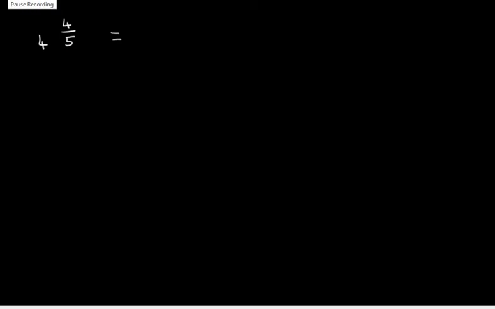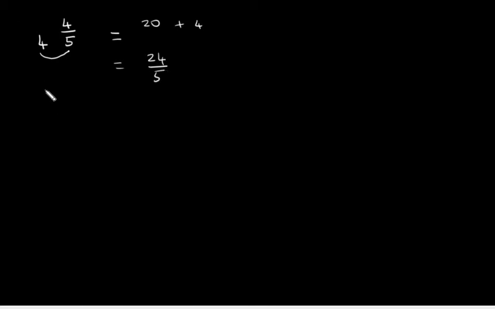Let's look at the next example. 4 and 4 over 5. What are we expected to do? We are expected to multiply 4 times 5, and then we've got to add the 4. 4 times 5 is 20, and we need to add the 4. So that would give me 24 over 5.